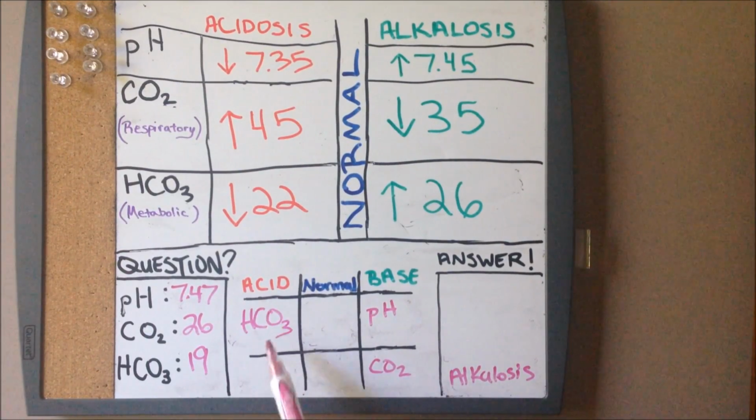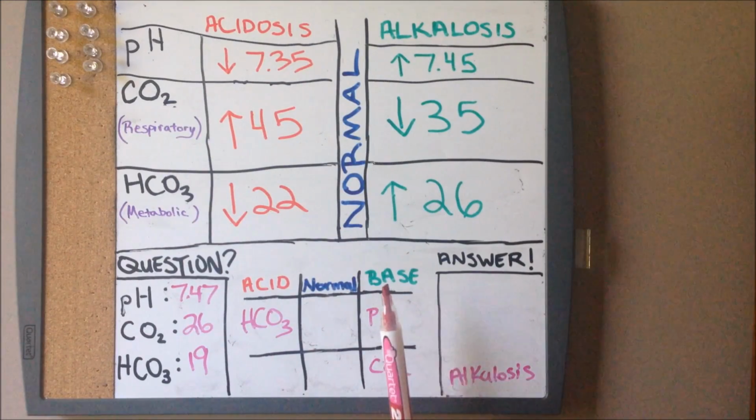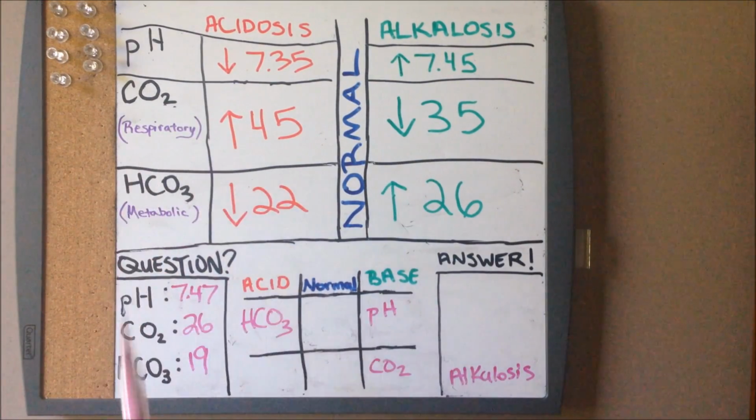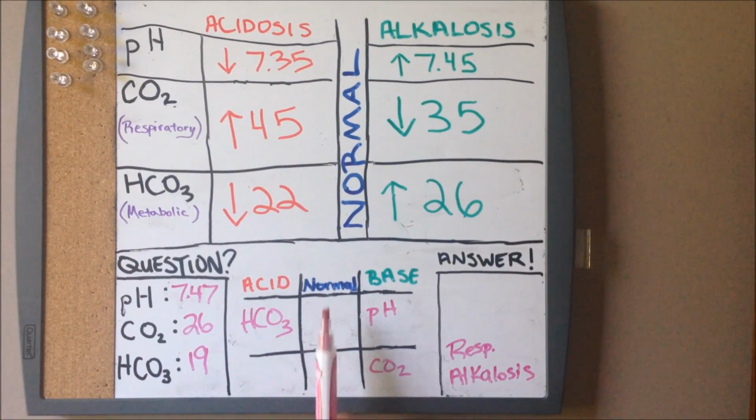Now, we haven't seen this before, so let's try to understand what this means. I've been saying that whatever falls in the same column as the pH is the cause of our pH problem. So what we know, CO2 is in the same column as pH. This is the same concept that we've been learning. CO2 is respiratory. So what we have is respiratory alkalosis. But we're not finished, okay? We have this HCO3 over here, and it's not in the normal column like we've been seeing. So what does that mean? All right, what we have here is respiratory alkalosis.